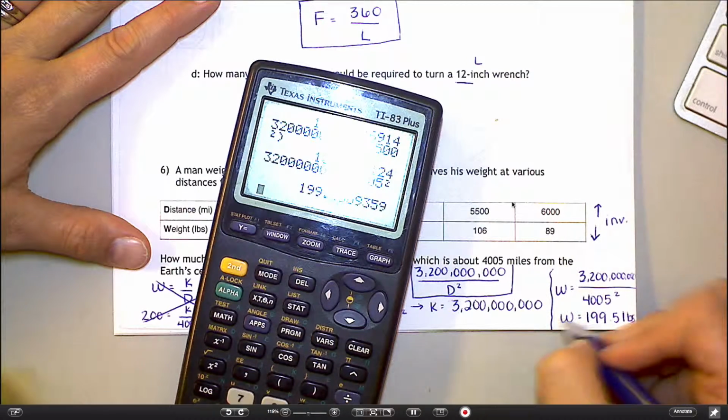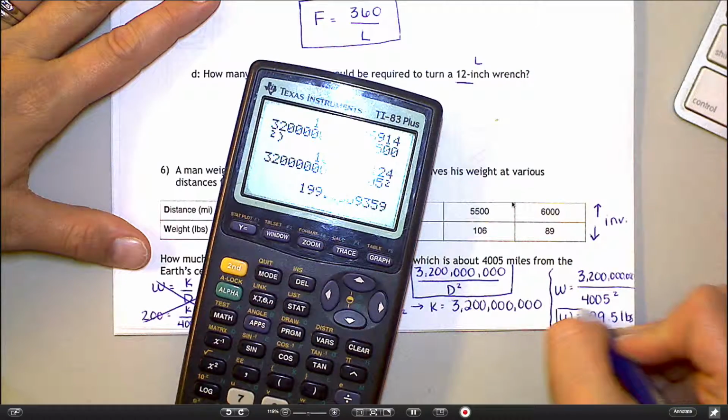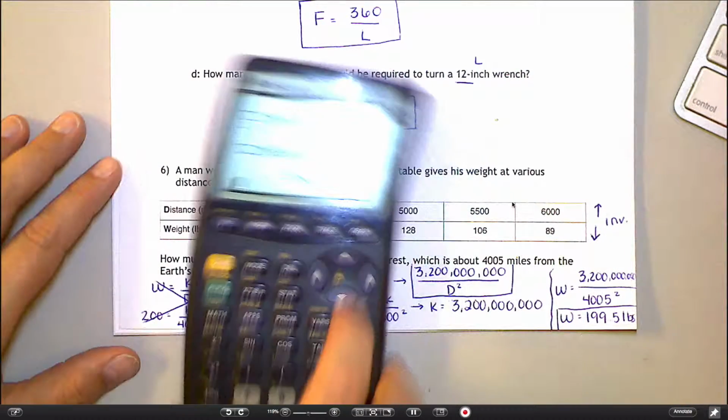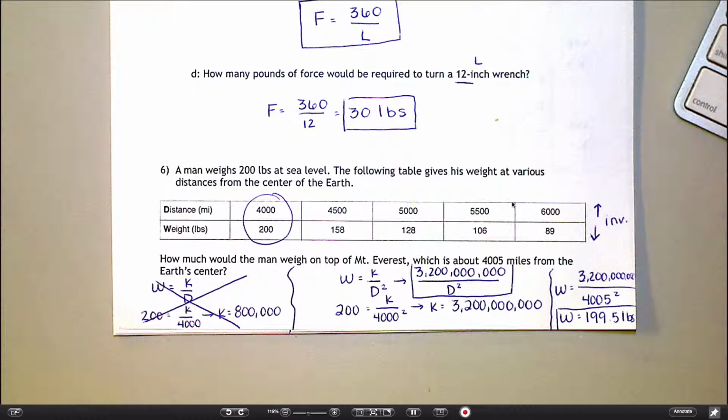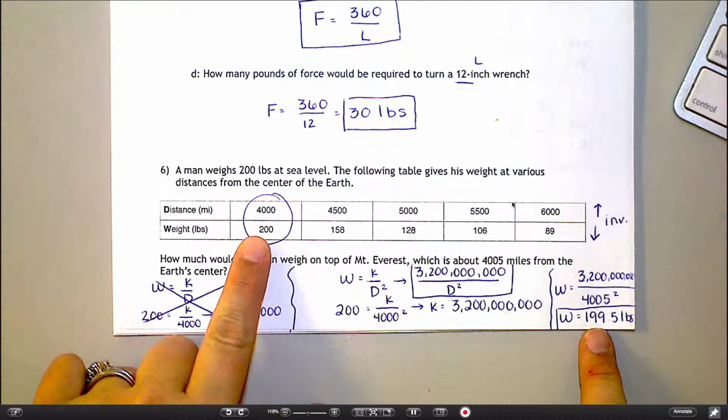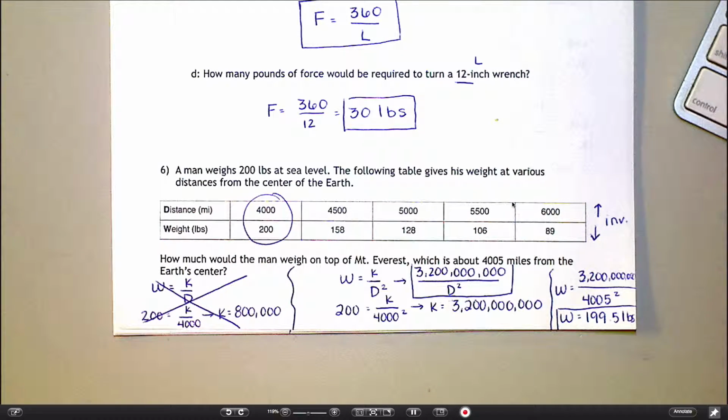So climbing to the top of Mount Everest, you'll lose half a pound. Well, you'll probably lose more than that just in the exercise. But if you were magically teleported to the top of Mount Everest, you would drop about half a pound here is what you're seeing. Okay?